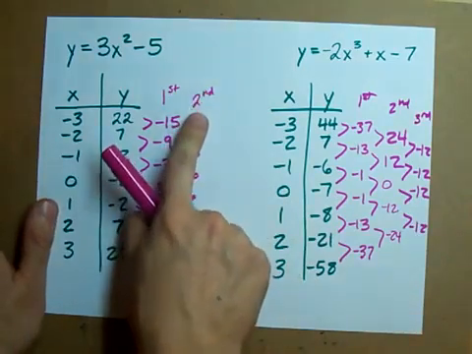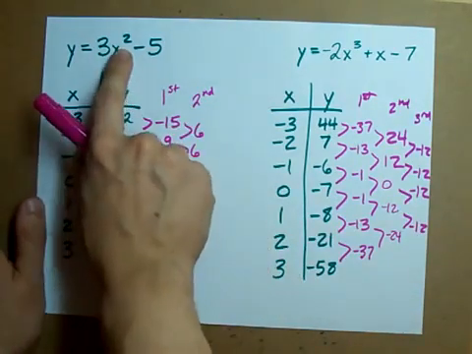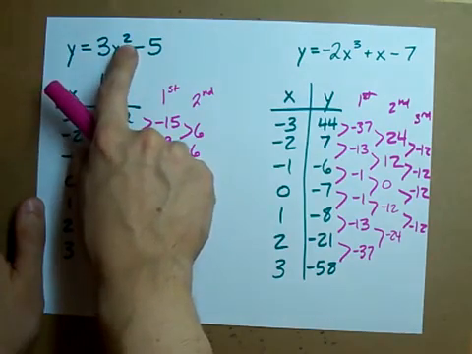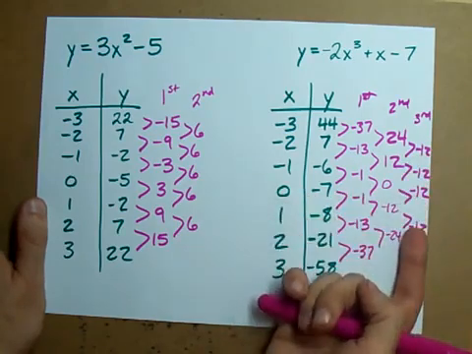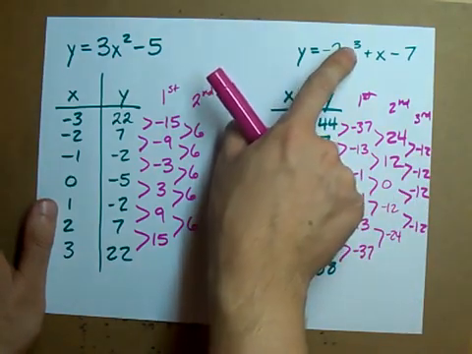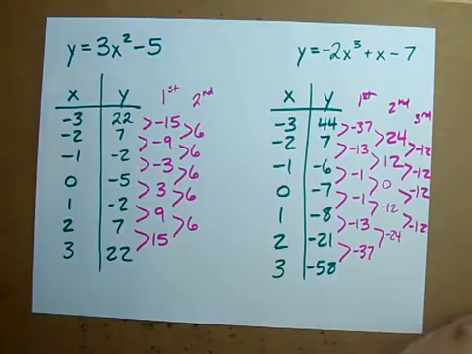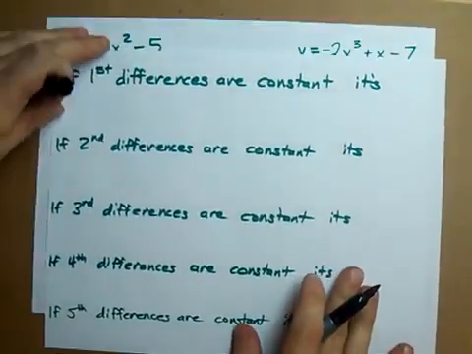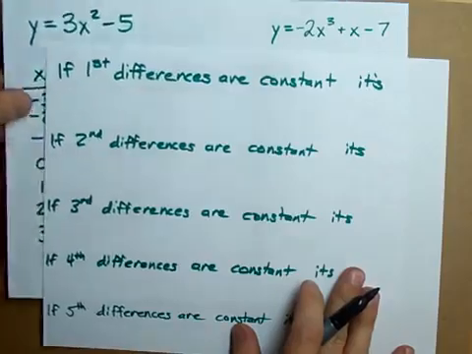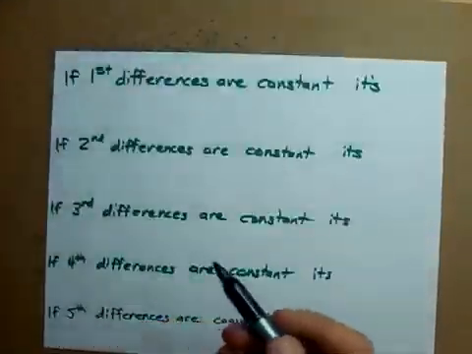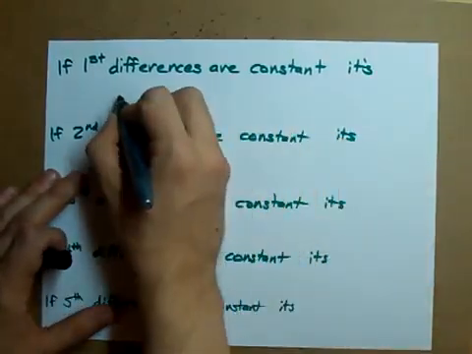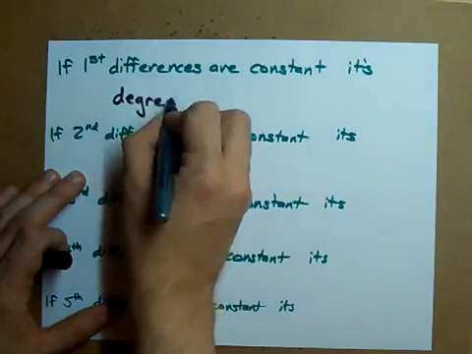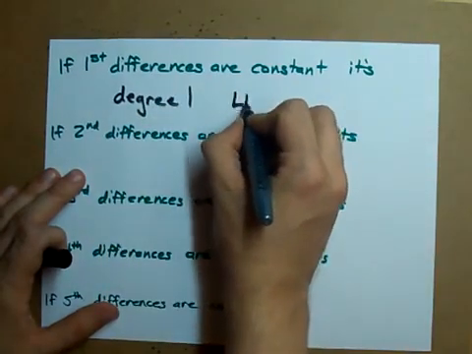I expected the second differences to be constant here because the equation I used had degree 2. I expected the third differences to be the same here because it was of degree 3. It was a cubic equation. And I happen to know that if the first differences are constant in a table of values, then the equation used to get that table of values was degree 1, which means it's linear.